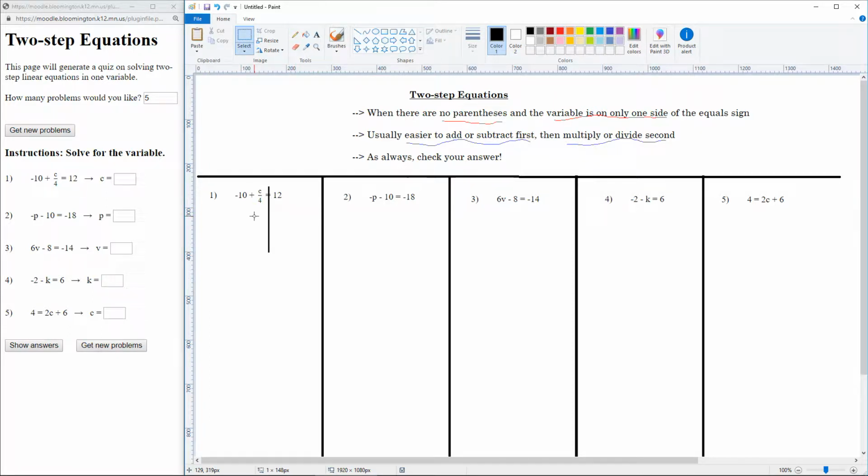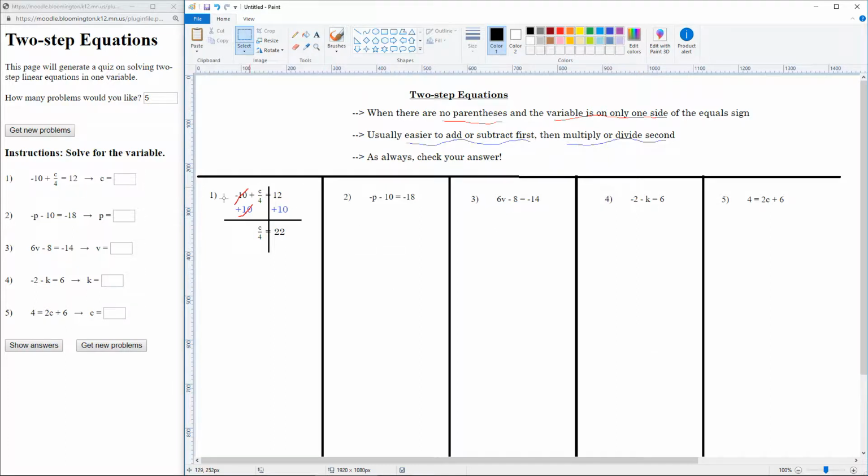So here for number 1, we've got negative 10 plus c divided by 4, and we said we're going to try to add or subtract first. To get rid of this negative 10, I can add 10 on both sides. Remember, whatever we do, we have to balance the equation, keeping the left side equal to the right side. When we add 10, the negative 10 we were adding with originally cancels with the positive 10.